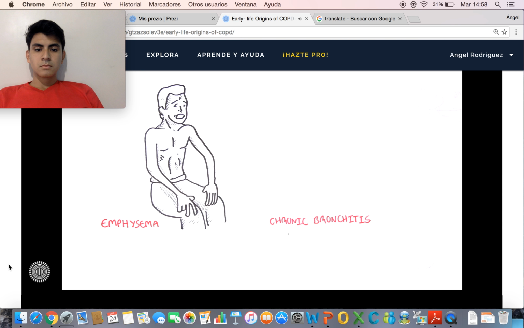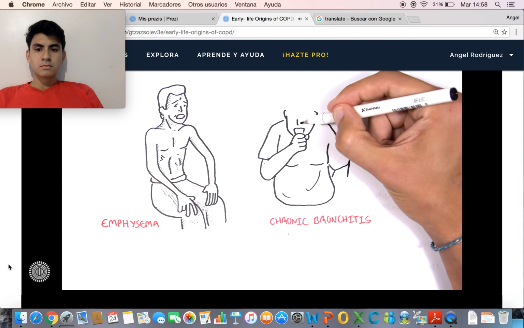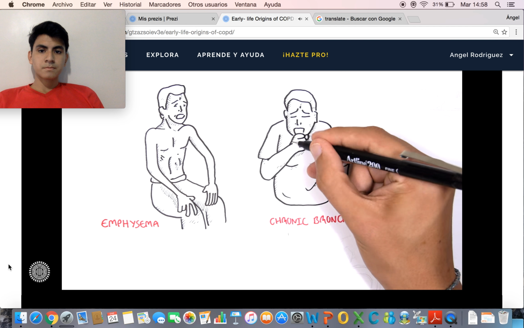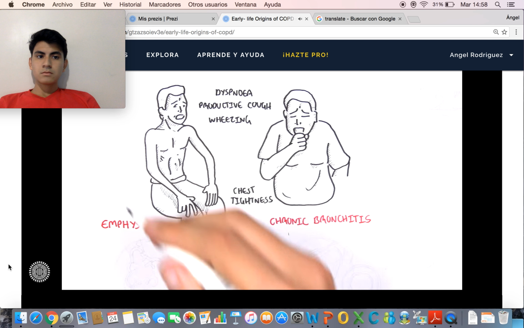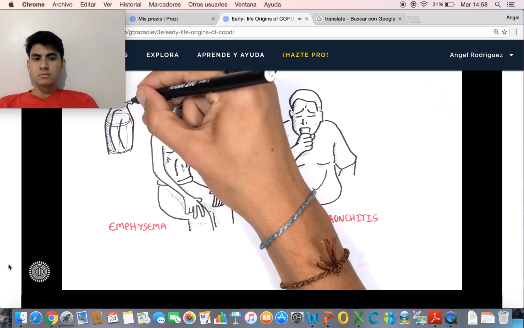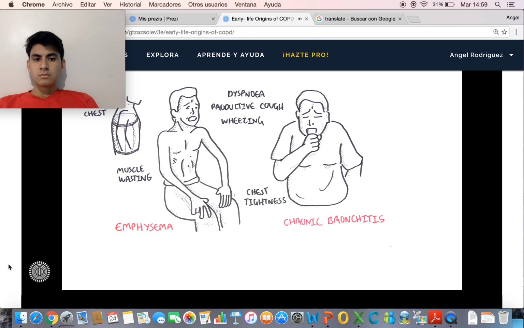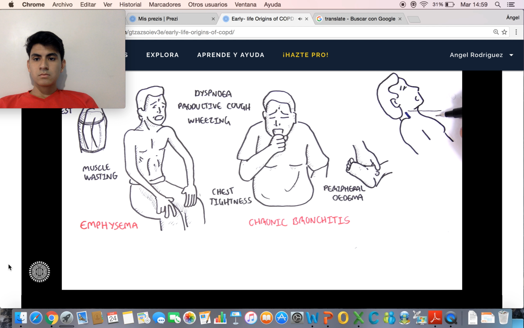Patients with emphysema are also known as the pink puffers, because they have difficulty breathing, but are well perfused. Patients with chronic bronchitis are also known as the blue bloaters, because they are usually cyanosed. Some signs and symptoms in emphysema and chronic bronchitis include dyspnea, difficulty breathing, having a productive cough, and chest tightness. Patients with pure emphysema have a barrel chest, muscle wasting, as well as pursed lips. Patients may also have peripheral edema due to a potential right-sided heart failure.